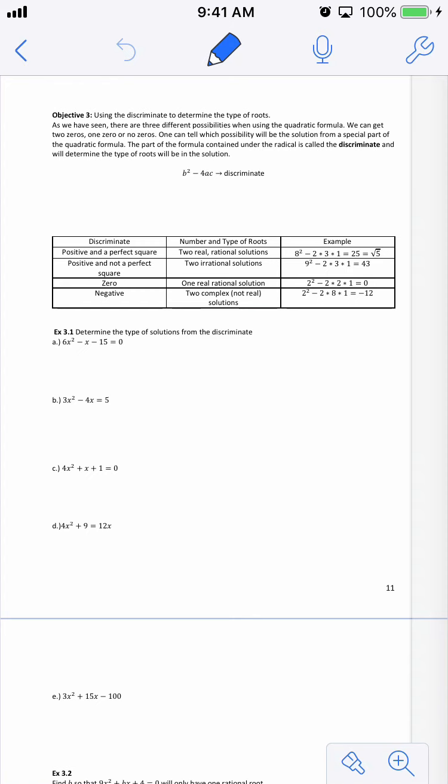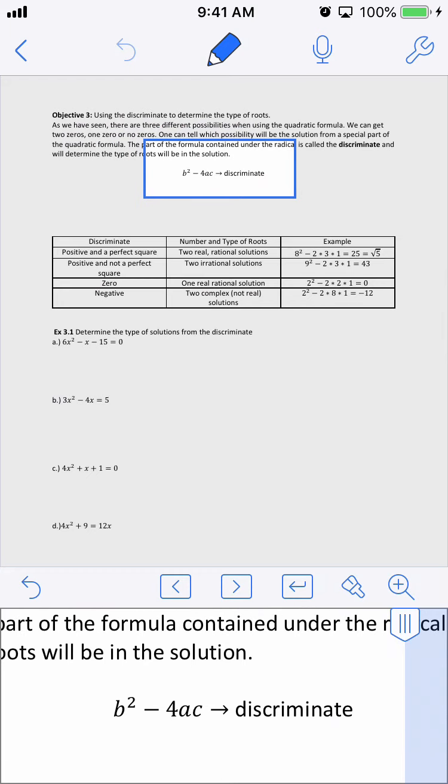So, how can we tell what's going to happen in the quadratic formula? We can tell that by something called the discriminant. This is a very special part of the quadratic formula, and it's not "discriminate." We're not discriminating against anything. It's the discriminant. It's just describing. Okay, it's a describing term.